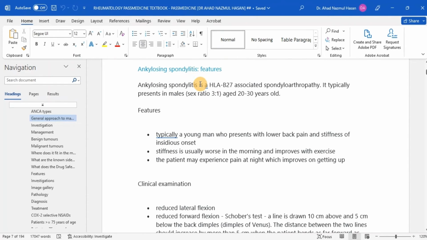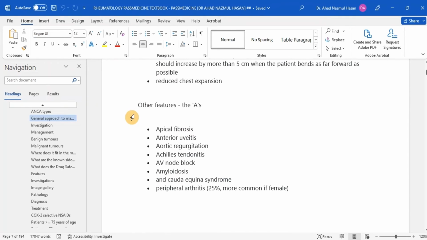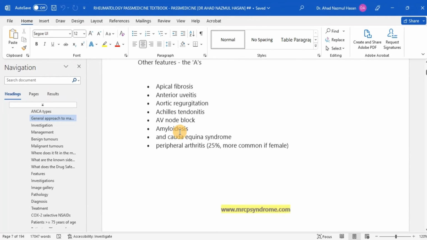Ankylosing spondylitis, this is a 5-star topic. You need to read everything, the information given here, especially the features. The reduced lateral and forward flexion, this is the classical description often given in the question. And the associated features, you can remember using the mnemonic A.